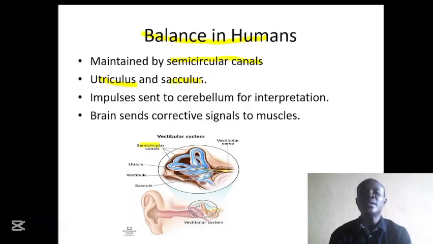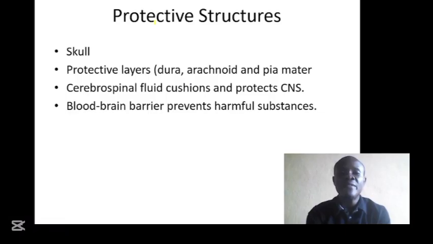sacculus. So the utriculus, the sacculus, and the semicircular canals, they will send these impulses to the cerebellum through what we call the vestibular nerve. The brain will interpret the correct position of the head relative to the body, and it will send appropriate information to the skeletal muscles in order to maintain our balance so that we cannot fall or lose balance.